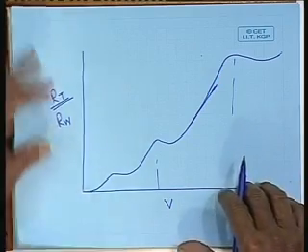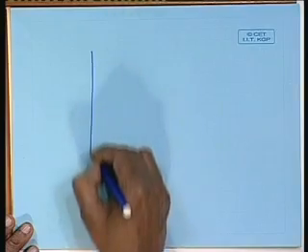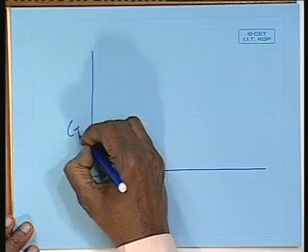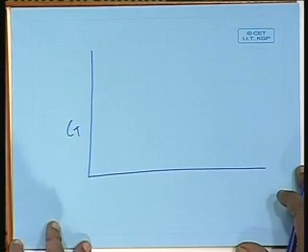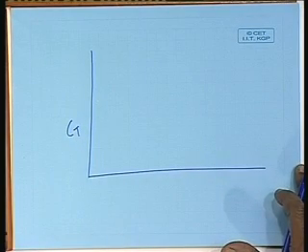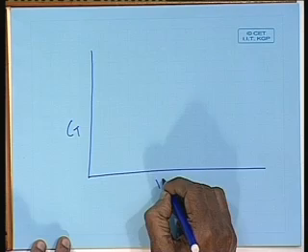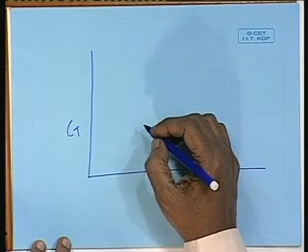Okay. Now, if I plot this on C, let us plot CT now. How will the nature of this curve be with regard to CT? What happens at 0 Froude number? Is CT 0?